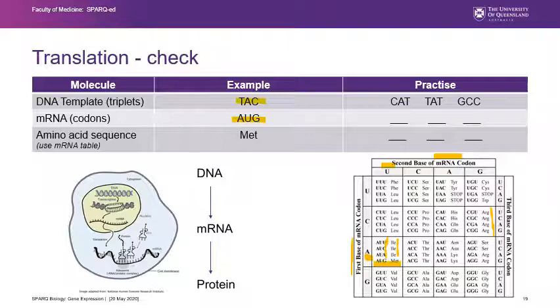That's the redundancy. A whole other topic. I'll let you research that one on your own. So let's practice that. I've given you some DNA triplets. There's 3 of them there. Pause the video. Can you write the codons and work out the amino acid sequence for each?